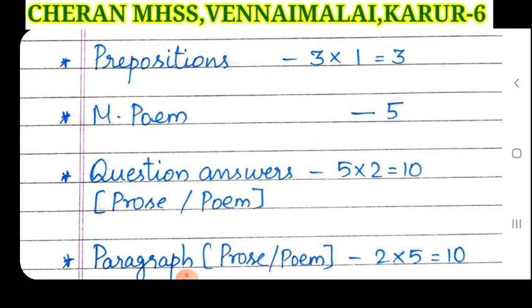Stopping by Woods on a Snowy Evening, and then you can write the memory poem, and at last put a hyphen. You have to write who is the poet, ma? Robert Frost. So you can write Robert Frost, right? And then question answers will be given, ma. Memory poem carries 5 marks, and then question answers, 5 questions. You can choose 5 questions. Each question carries 2 marks, so 5 into 2, 10. The question answers, all the prose questions and the poem questions will be asked, ma'am.